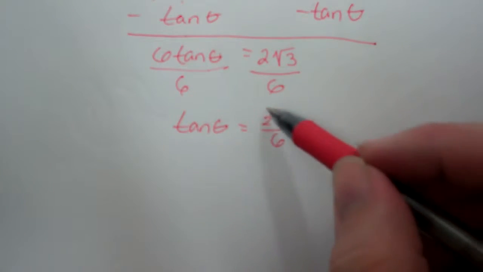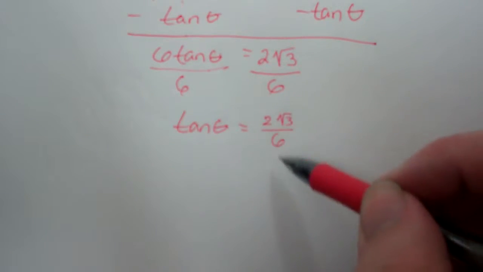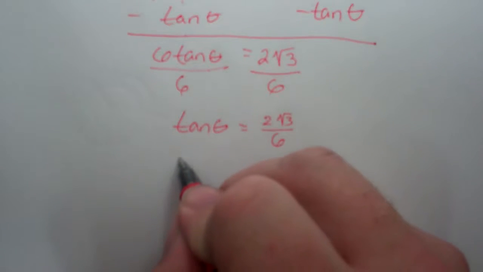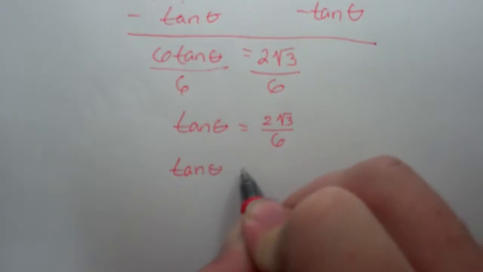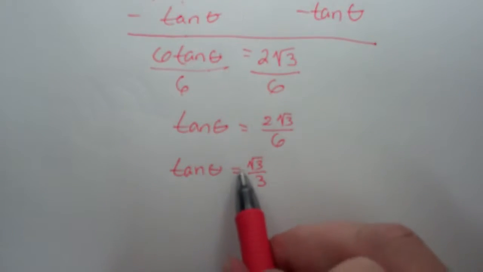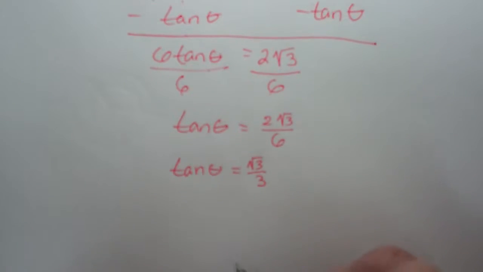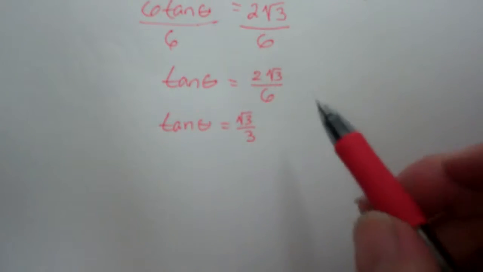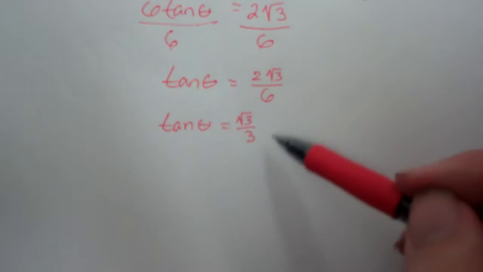This can be simplified a bit. 2 over 6 is the same thing as 1 over 3. And so this means that the tangent of theta is equal to radical 3 over 3, right? Because this is a 1 over 3. Excellent. Now, this looks very familiar to me.